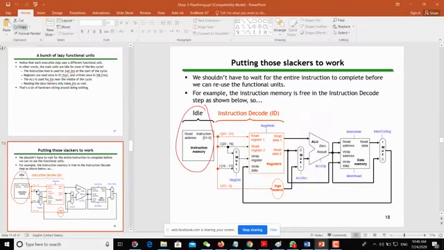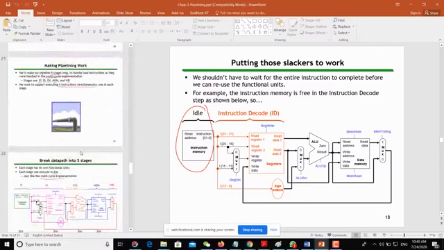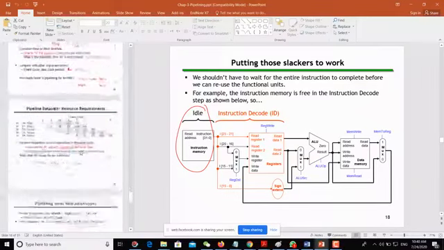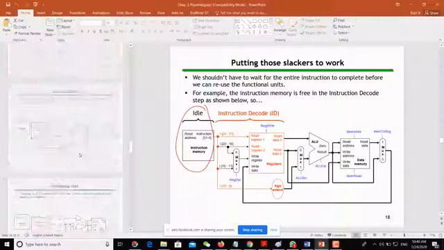How many slides are still remaining? So far we have studied 18 slides. How about putting those slackers to work? I would like to study the rest of the slides in the next class, as we are not in a hurry.